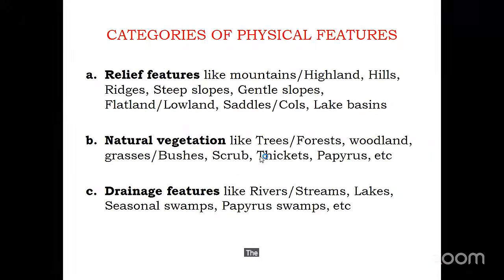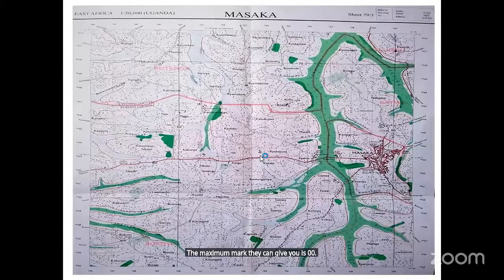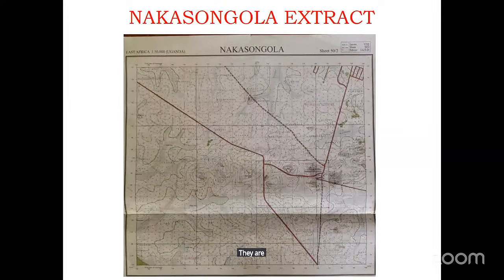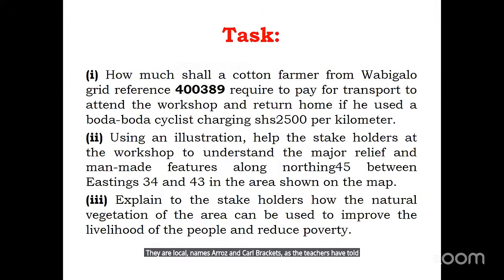It is part of the stationery. You have drawn, you interpret, you draw a line here, you draw a line this way, you have joined, you have drawn your shade. Make sure you shade. If you don't shade, the maximum mark they can give you is 0, because you will have drawn a line graph and not a cross-section. And mark features using their local names, arrows and curly brackets, as the teachers have told you. Okay.